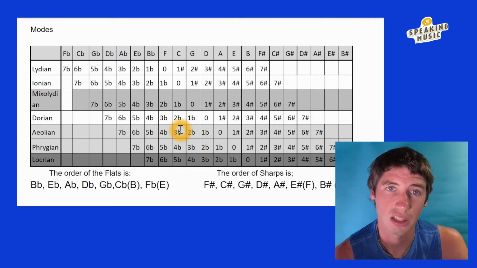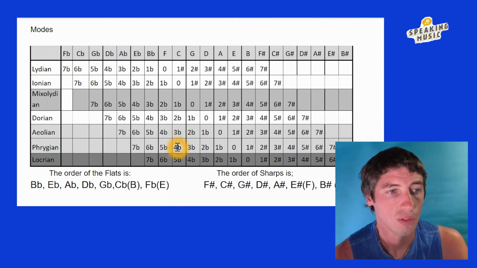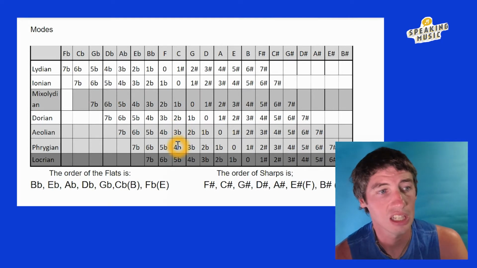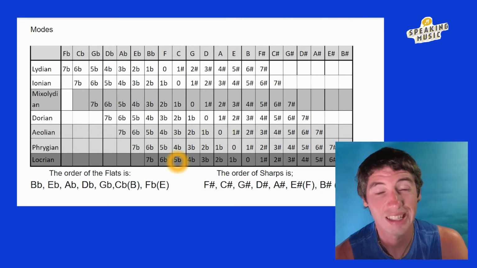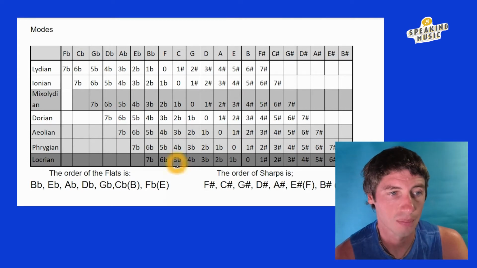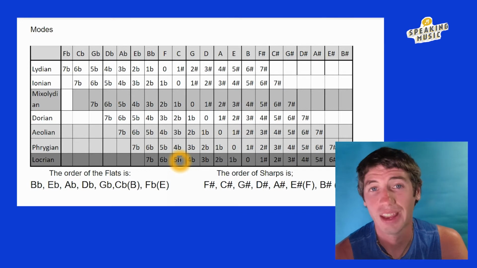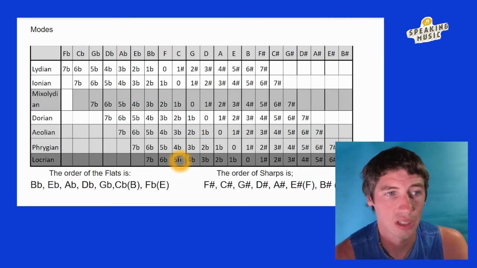3 flats, start on C, Aeolian. 4 flats, start on C, we're going to be in the Phrygian. 5 flats, start on C, we're going to be in the Locrian. So that's exactly how you do it.